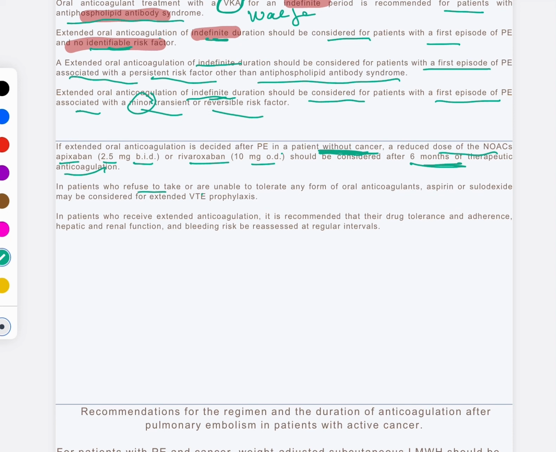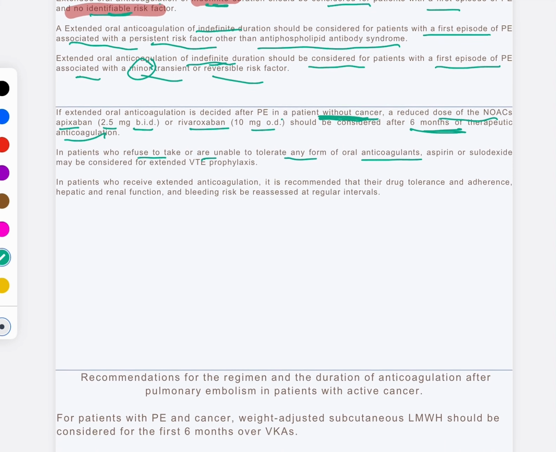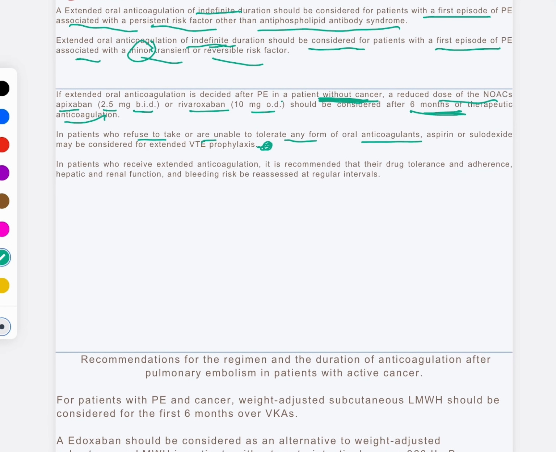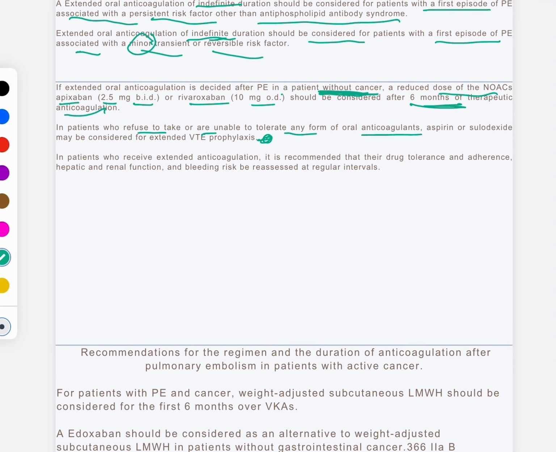In a patient who refuses to take or is unable to take or tolerate any form of oral anticoagulants, then in some cases you can use alternatives, but there is very low data on the research base. In patients who receive extended anticoagulation, it is recommended that their drug tolerance and adherence, hepatic and renal function, and bleeding risk be assessed at regular intervals. So you should be reviewing LFTs, renal functions, and bleeding risk.